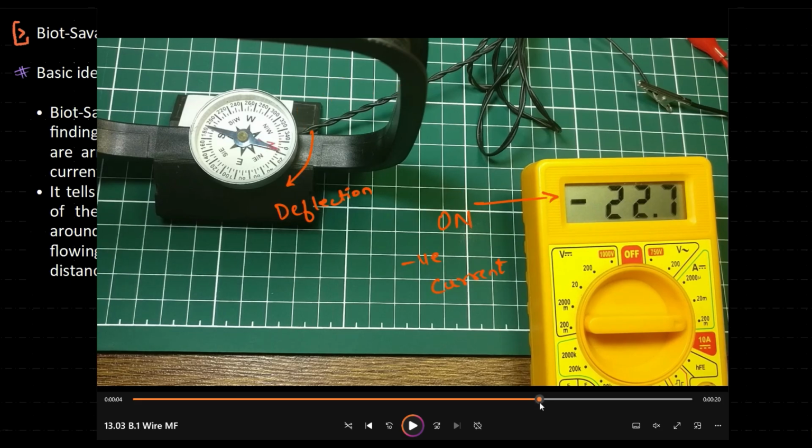When we change the current direction, that is, if I make it move from, say, left to right and then from right to left, there's a change in direction. The deflection will move in a different direction. And here I've not shown, if I increase or decrease the amount of current, the amount of deflection also varies. So basically the strength and the direction is not fixed.